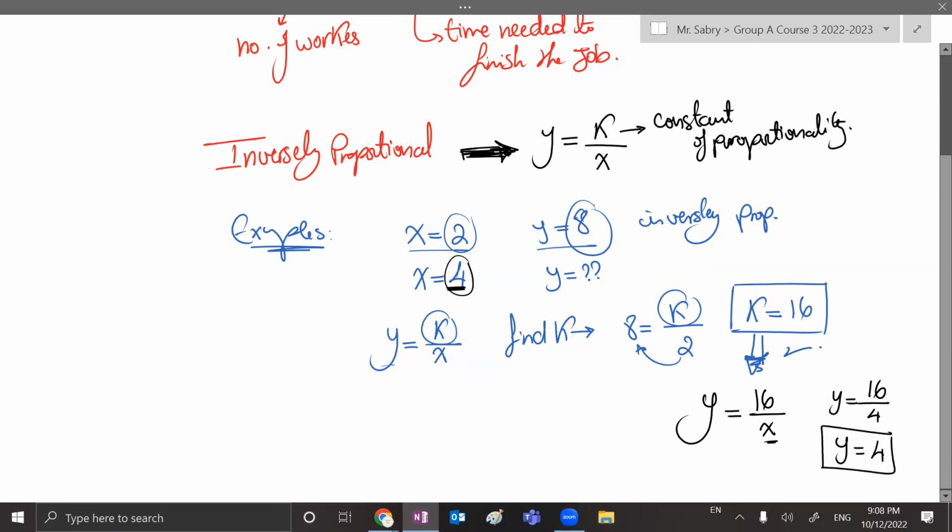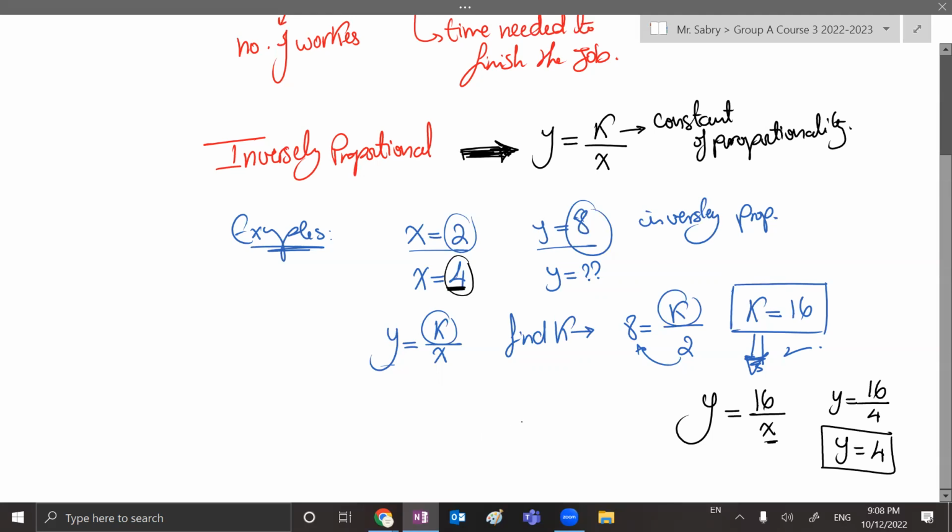So if y is equal to 8 when x is equal to 2, then y will be equal to 4 when x is equal to 4, because they're inversely proportional.